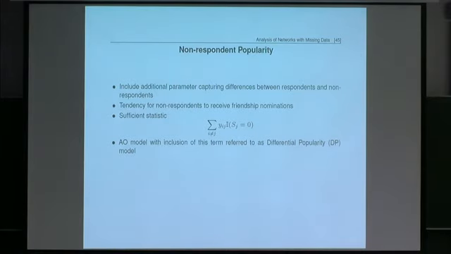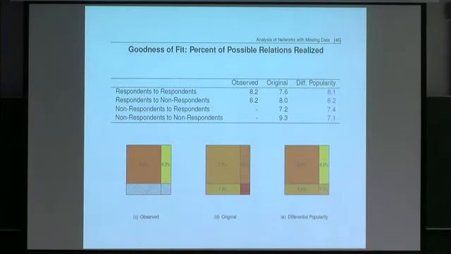So when we add this term into the all-observation model, we get differential popularity values, we get percent of possible relation realized values that are much closer to what we originally observed. So we think that by adding this term into the model, we're more comfortable with the assumption that the data that we do not observe is missing at random.